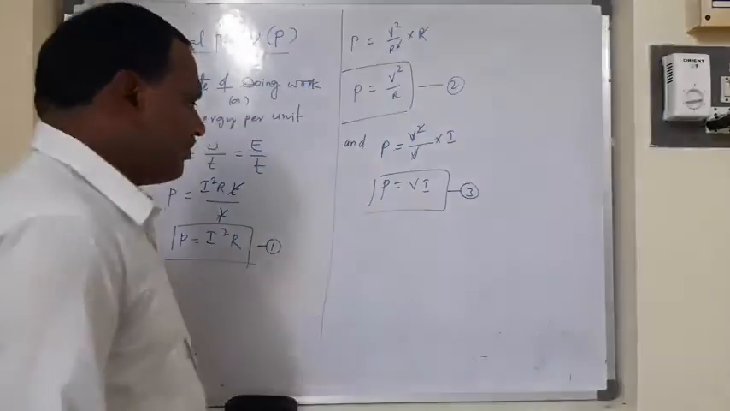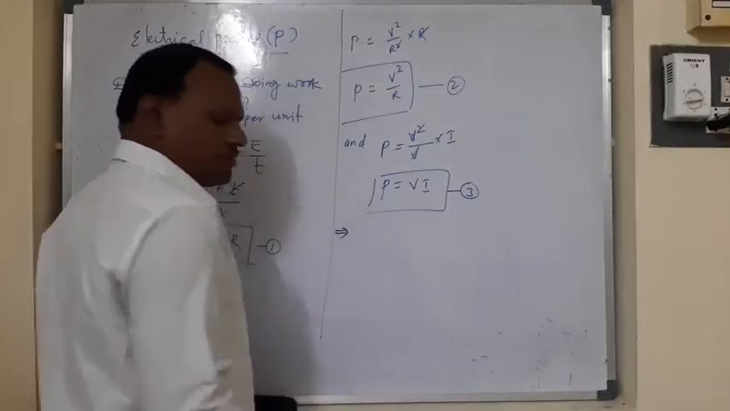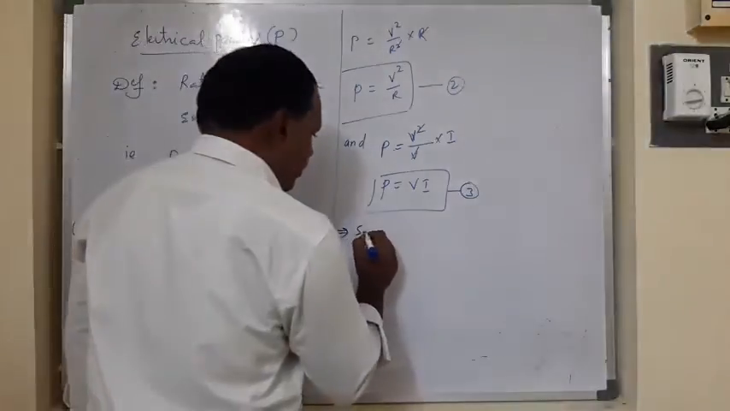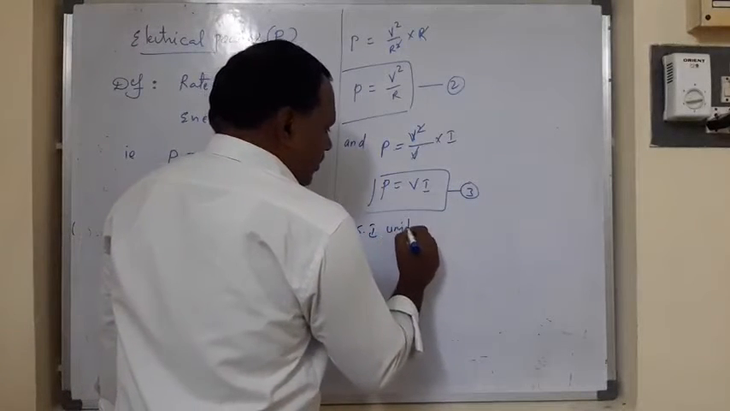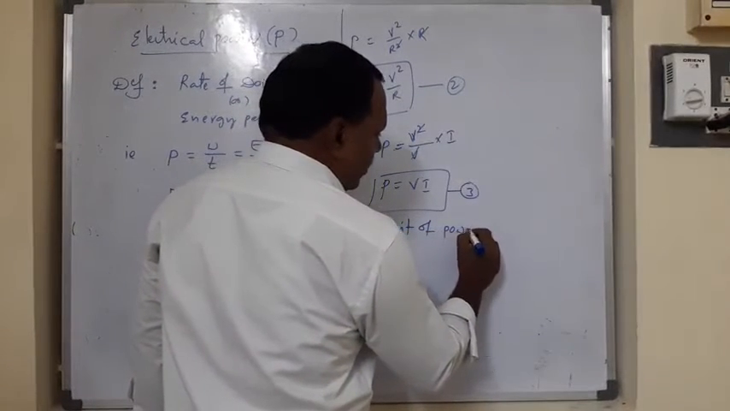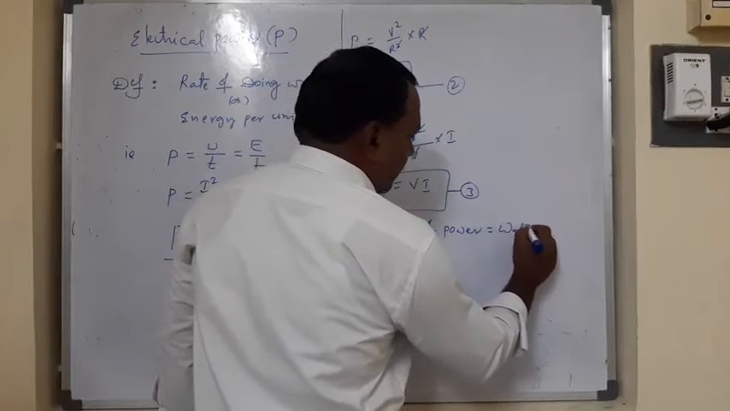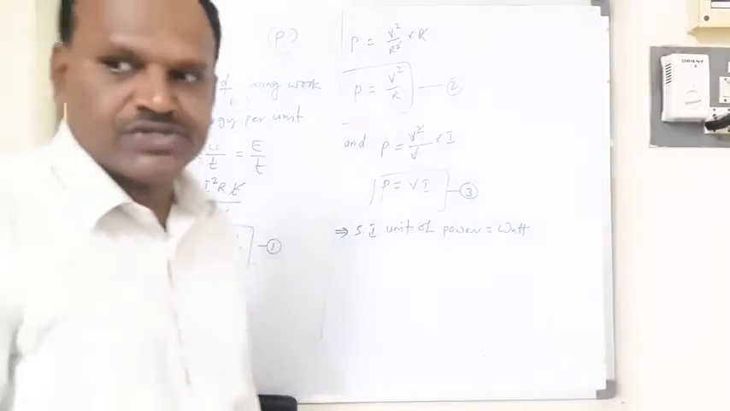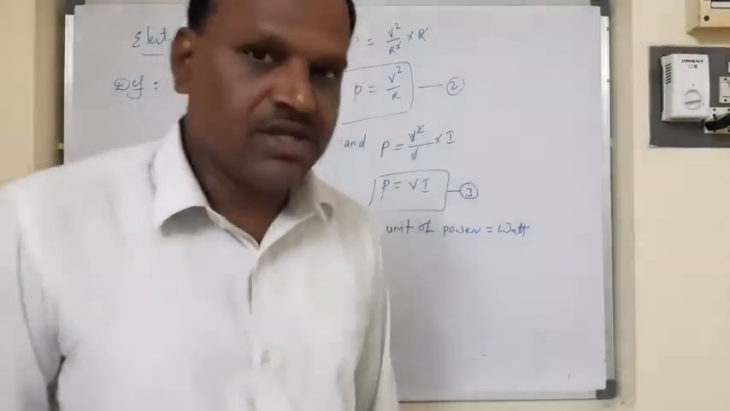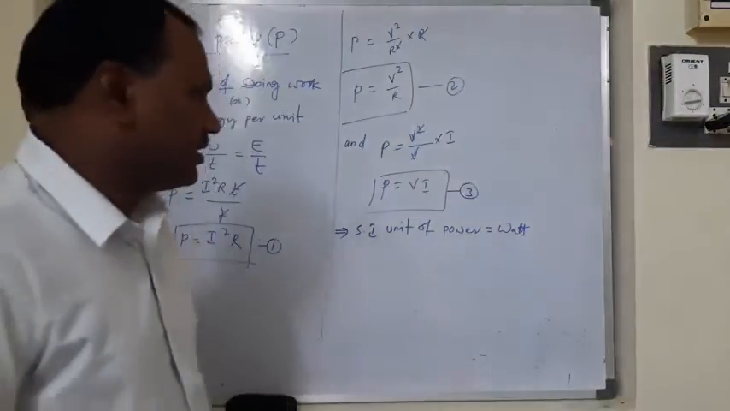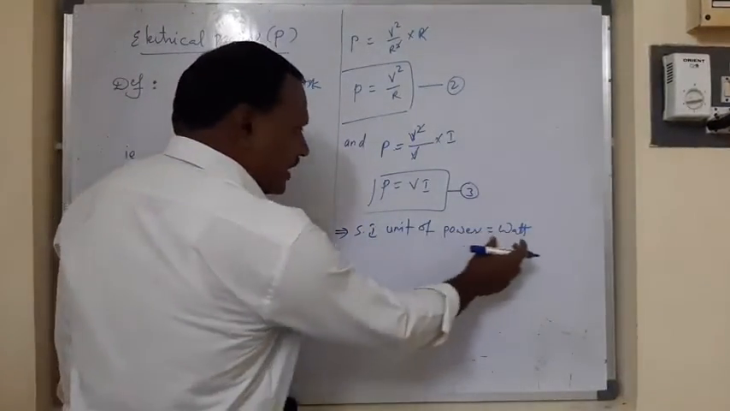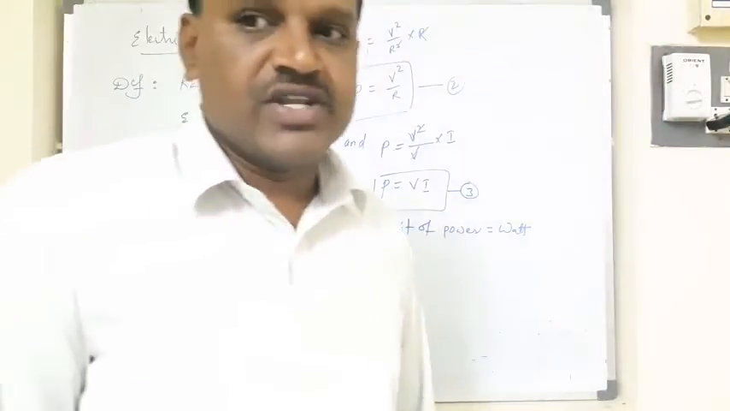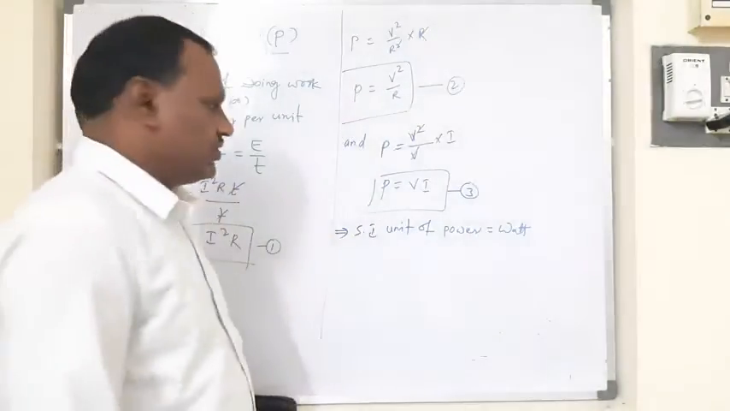And now the units to measure this power. Generally, the SI unit of power is the watt, W-A-T-T, named after James Watt, the scientist. That is taken as the SI unit for power. Power is also measured in horsepower, and horsepower is 746 watts.